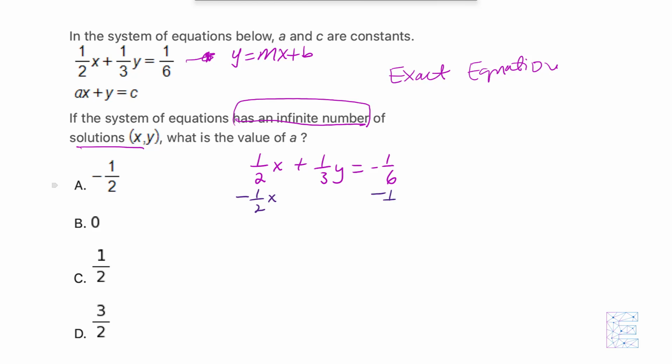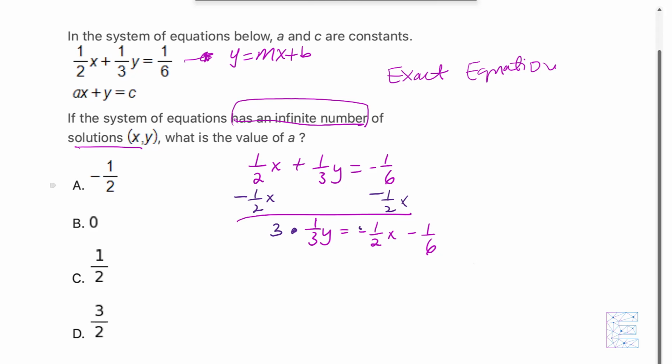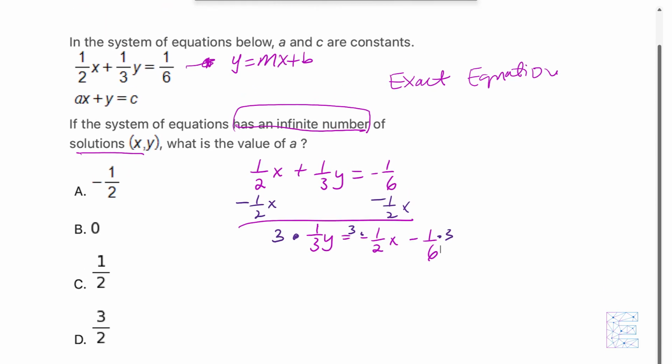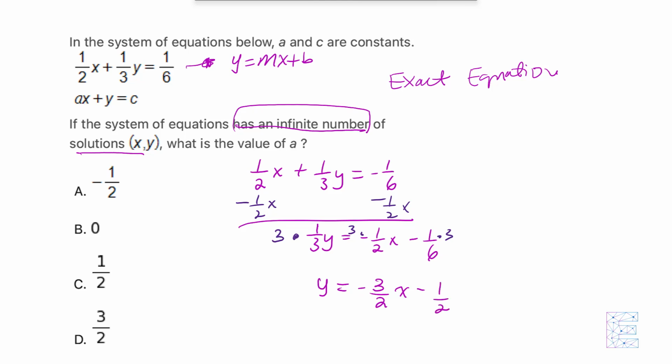1/2x from both sides. And we are left with 1/3 y equals -1/2x minus 1/6. We're closer, but we're not quite there yet. We need to get y by itself, so you do that by multiplying each term by 3. And then once we do that, you'll find that your y value equals -3/2x minus 1/2.